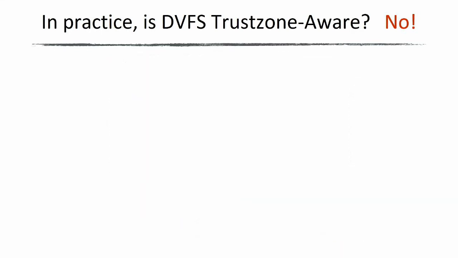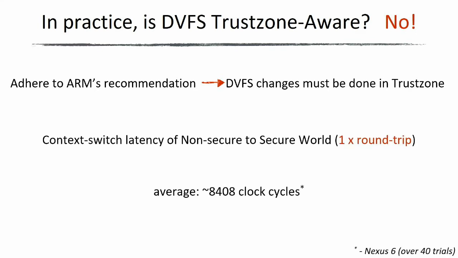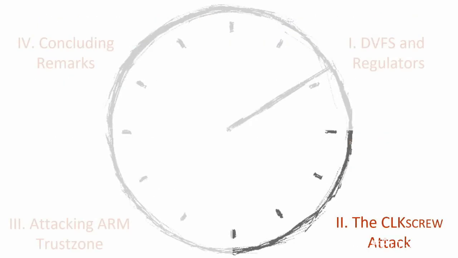In some ways, maybe the vendors made this design decision to reduce the latency of the DVFS changes, because if you were to follow ARM's recommendation, it means that all the DVFS will have to be done within TrustZone. Now here's a quick look at how much latency each context switch from the non-secure world to the TrustZone world would take. It actually doesn't seem too bad here. Perhaps as a form of defense, it may be necessary for us to consider incurring this cost to be a little bit more secure on the devices we have today.